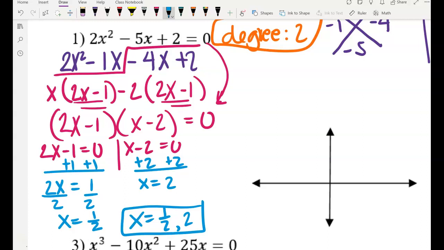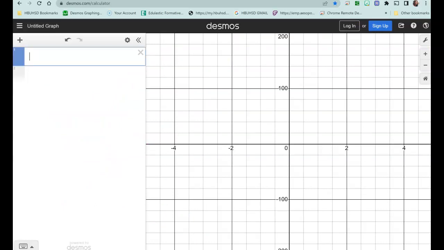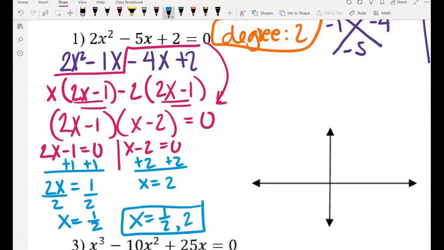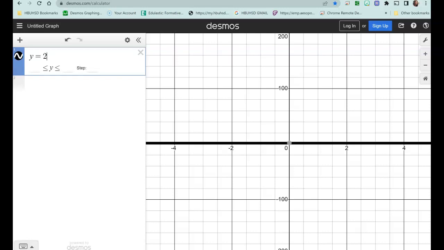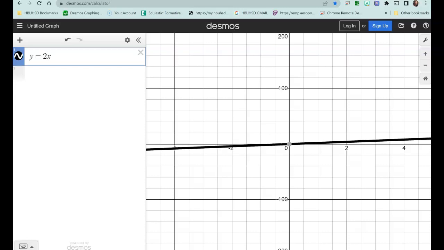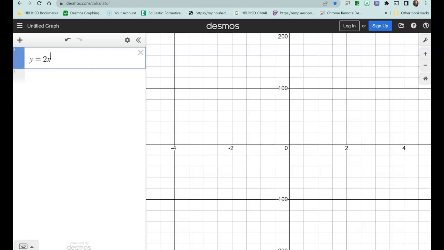So now that we're in desmos.com, type in that same exact equation, but instead of 0 equals, I want you to write y equals, okay? So start with y equals. Okay, so example 1, what's the equation again? 2, what? X to the what? Second. Now the caret, can you find the caret, which is number 6?